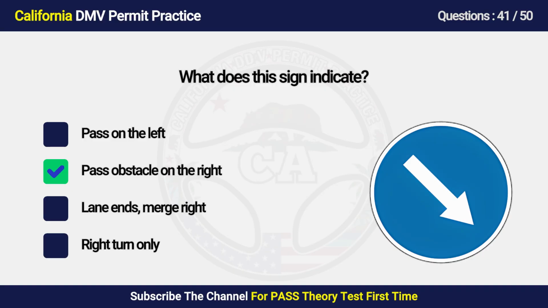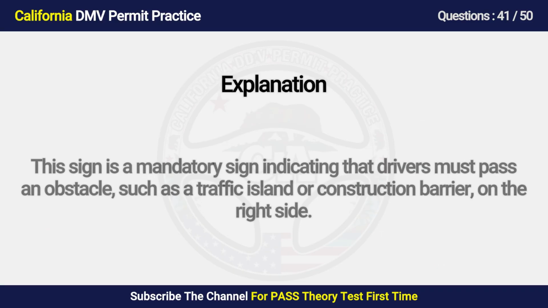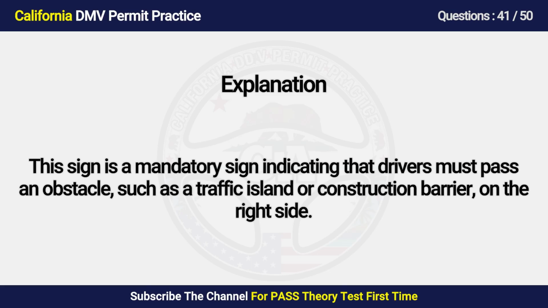Answer is B. Pass obstacle on the right. This sign is a mandatory sign indicating that drivers must pass an obstacle, such as a traffic island or construction barrier, on the right side.